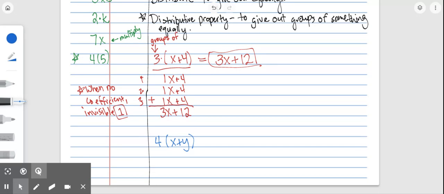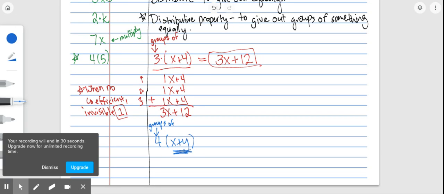All right, so this one is 4 groups of x plus 4. So this again means groups of. Okay. And then when I'm doing the groups of, I write the expression inside the parentheses multiple times. So I'm going to write x plus 4, x plus 4, x plus 4, and x plus 4. Okay, notice I've got 4 groups of it. And then I'm going to add them together. So 4 plus 4 plus 4 plus 4 is 16. And x plus x plus x plus x is 4x's. So this is equivalent to 4x plus 16.